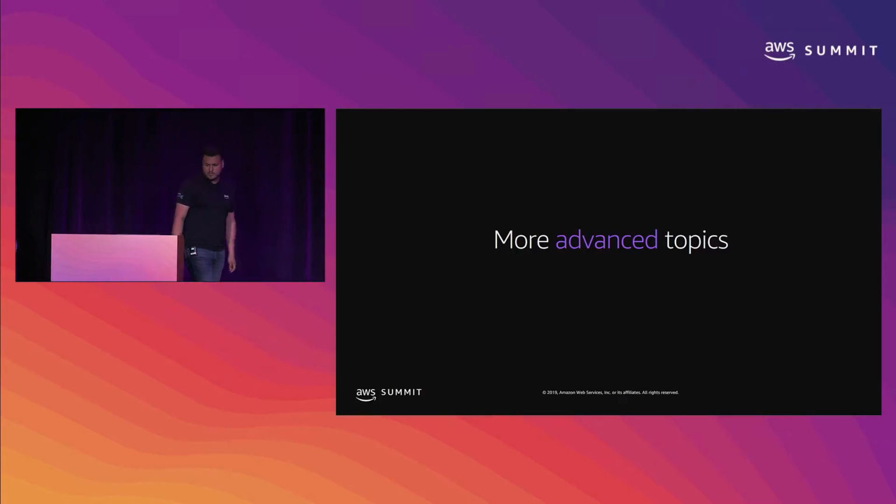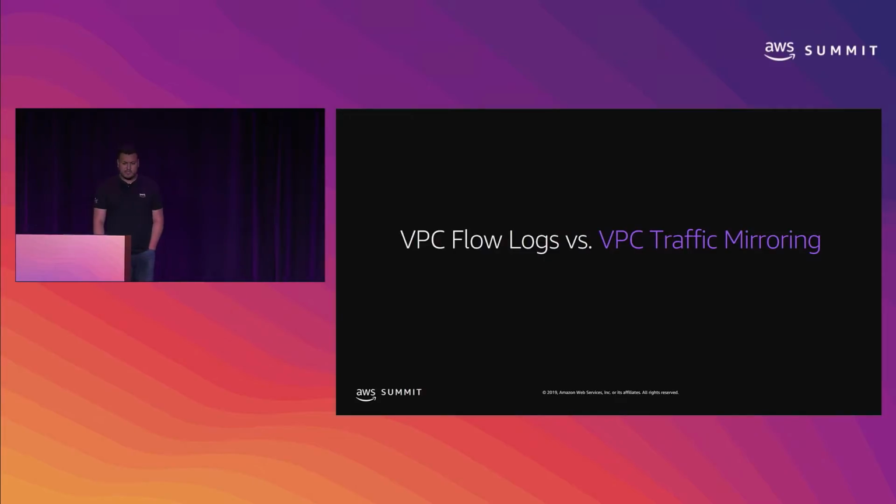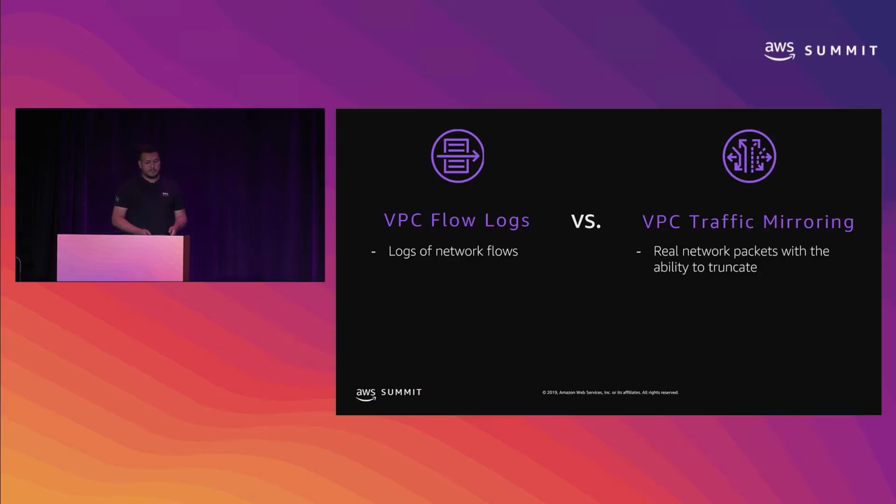Awesome. Thanks, Anoop, for that overview of VPC Traffic Mirroring. So let's cover some advanced topics here. But before we get too far, we just learned about VPC Traffic Mirroring, so let's do a quick comparison of the differences between VPC Flow Logs and VPC Traffic Mirroring. With flow logs, you get logs of network flows. It's just the metadata that tells you what happened within the flows. But with Traffic Mirroring, you get the real network packet that was originally sent to that destination.